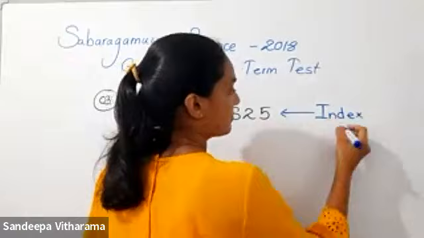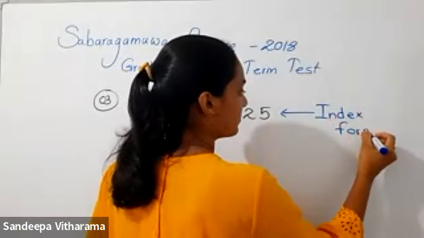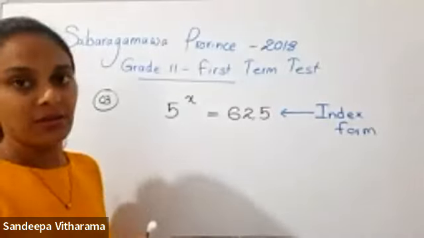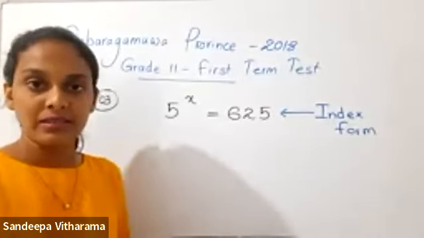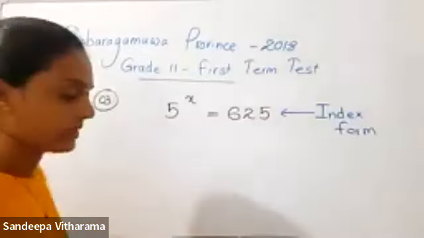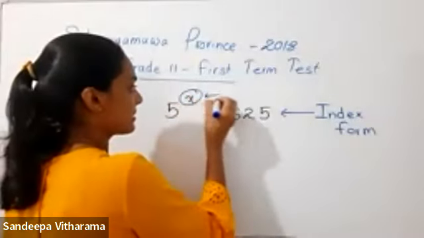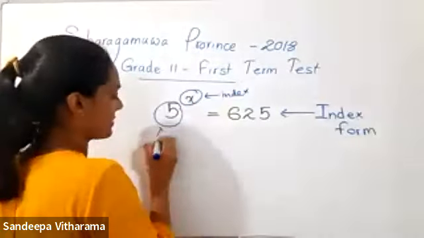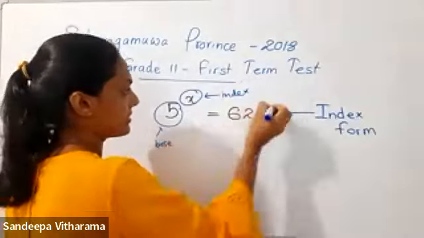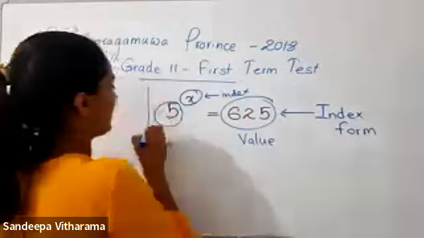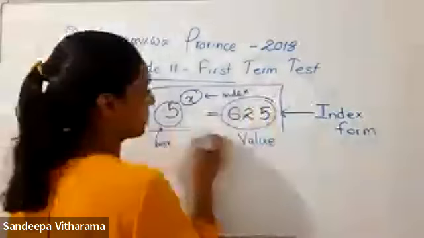Writing a number in index form. Index form එකෙන් ලියනවා. Then you have to identify what is the index, what is the base, and what is the value. Okay, then here this is the index, and this is the base, and this is the value. So for writing this one, we have an index form here.